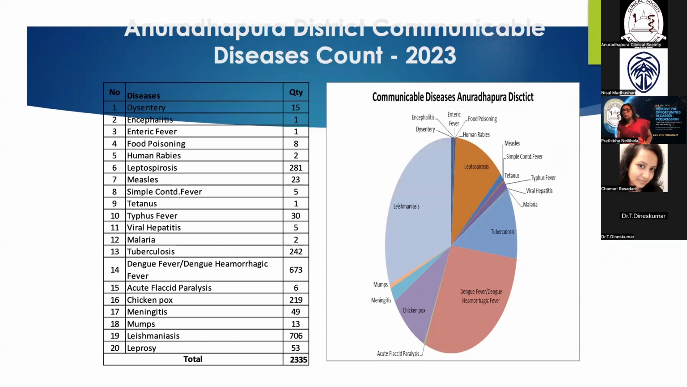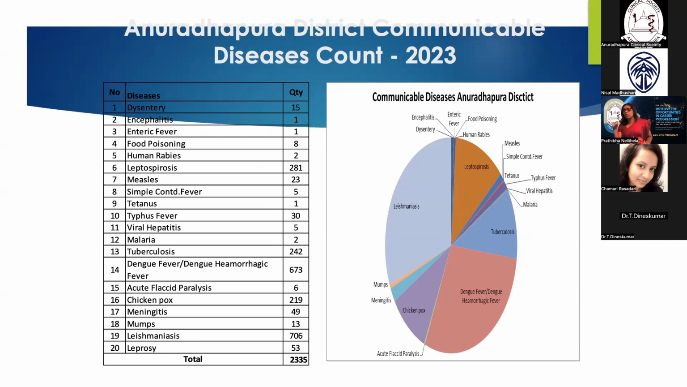Here I am going to show a little comparison with all the other communicable diseases along with lepto. Last year, the total number of all communicable diseases was about 2,335 cases. Out of that, we had 281 cases of leptospirosis. Compared to the other diseases, we have a lot of leishmaniasis, and leishmaniasis is not life-threatening and is a long-term disease.